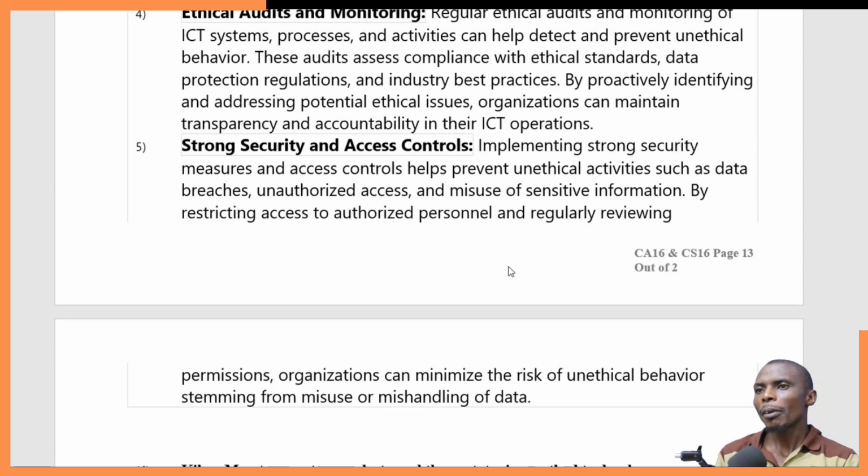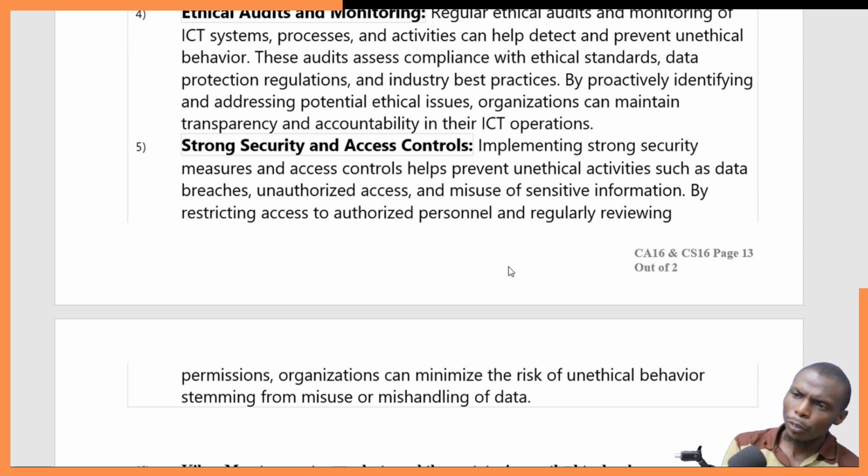Number 4 says ethical audits and monitoring. There must be regular ethical audits and monitoring of ICT systems. The processes must be monitored, and even activities can be monitored to help detect and prevent unethical behavior. This audit assesses compliance with the ethical standards that had been set earlier on. So data protection regulations and industry best practices are to be maintained.